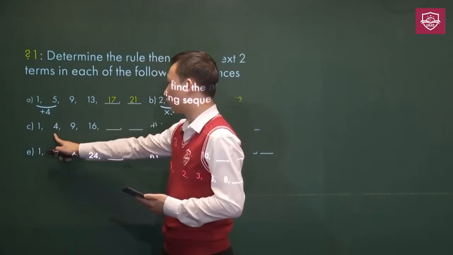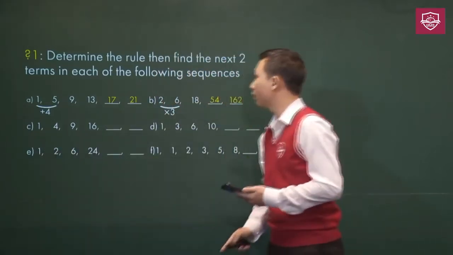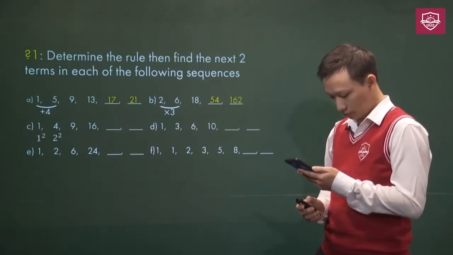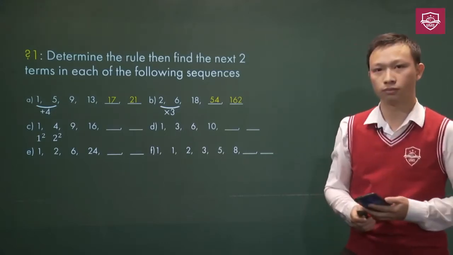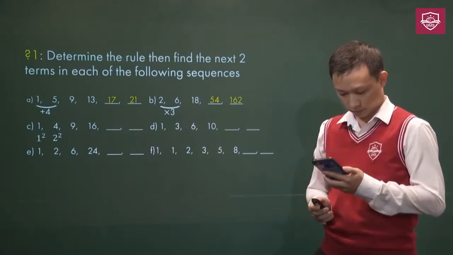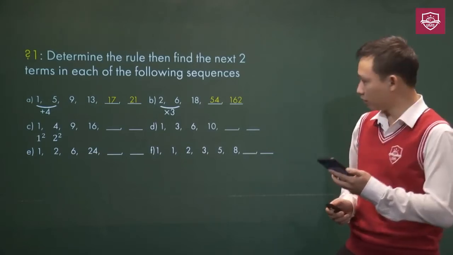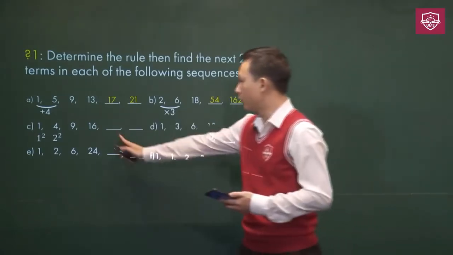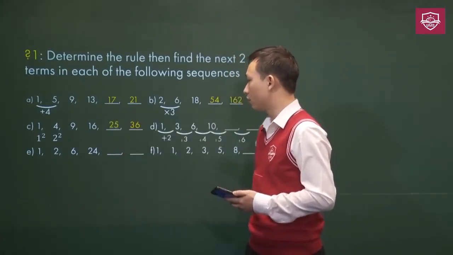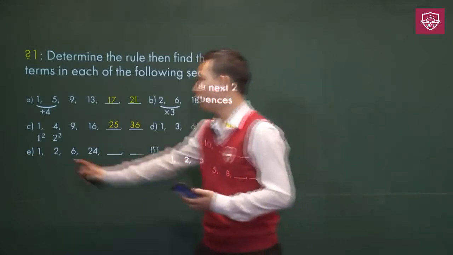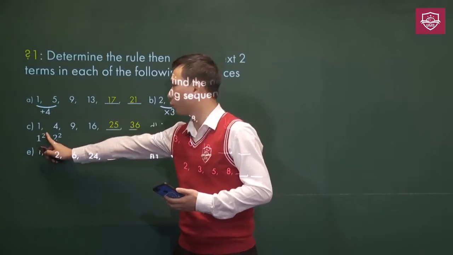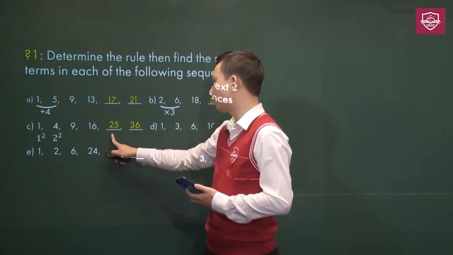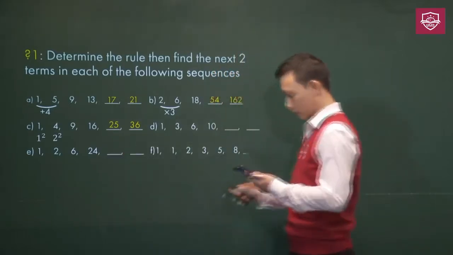We have 1, 4, 9, 16. What are the next two terms? You have question C. A lot of you have given the right answer, which is 25 and 36. The rule is simple. This is actually a sequence of square numbers. We have 1 squared, 2 squared, 3 squared, 4 squared, and then of course 5 squared is 25 and 6 squared is 36. How about item D?